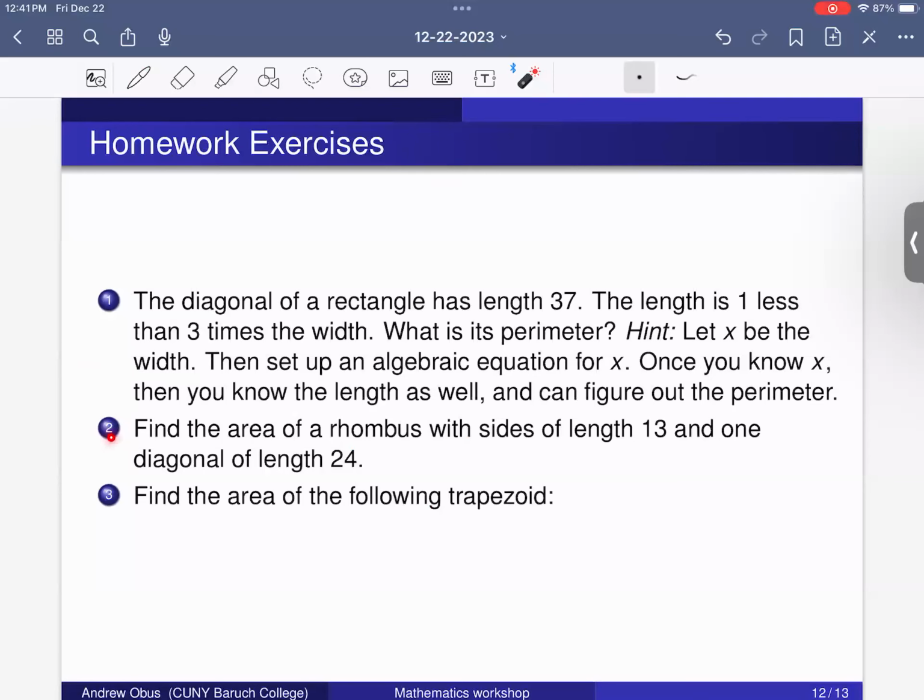Number 2, find the area of a rhombus with sides of length 13 and one diagonal with length 24. And you're probably going to want to use the diagonal area formula.